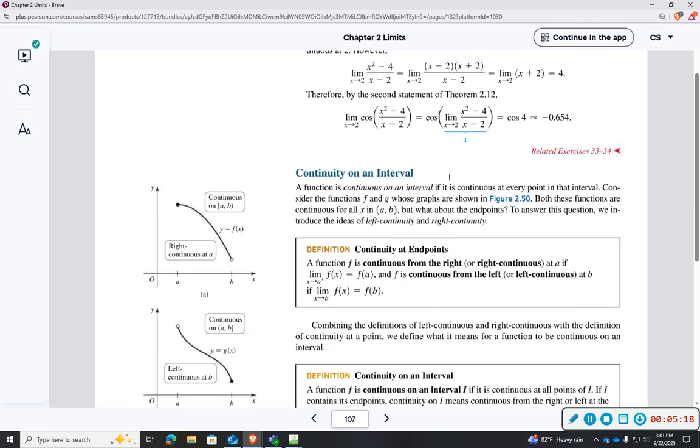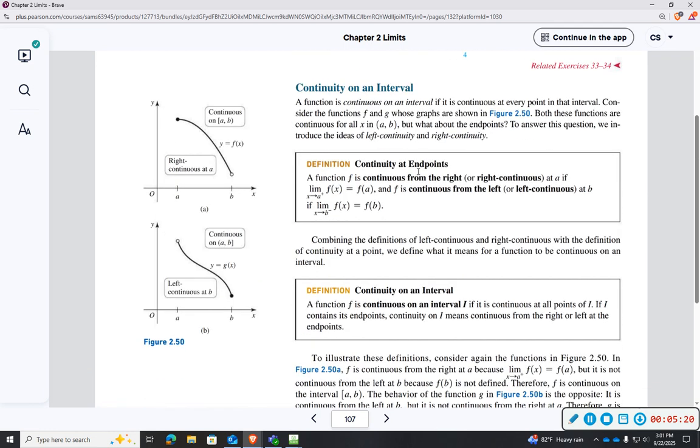And then continuity on the interval. So we talked about endpoints. A function f is continuous from the right, or right continuous at a, if the limit of f of x as x approaches a from the right is equal to f of a, and f is continuous from the left, or left continuous at b, if the limit of f of x as x approaches b from the left is equal to f of b.